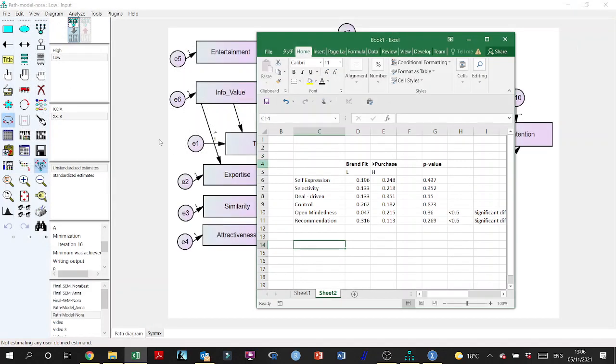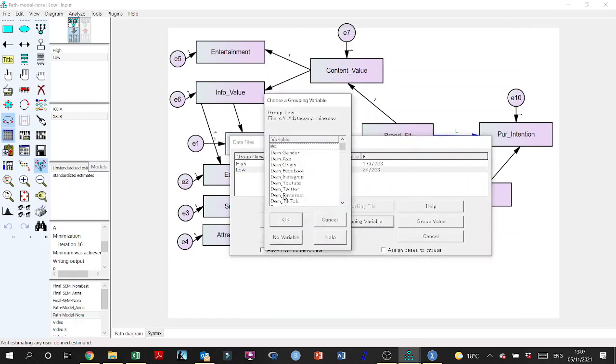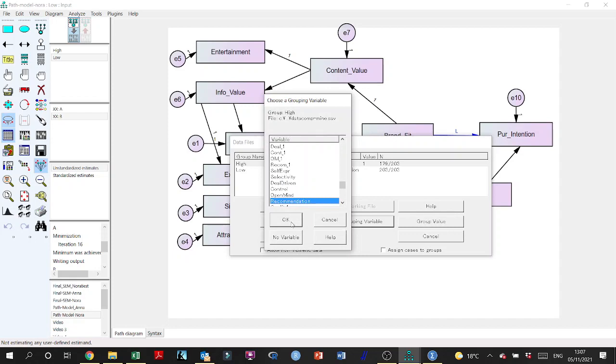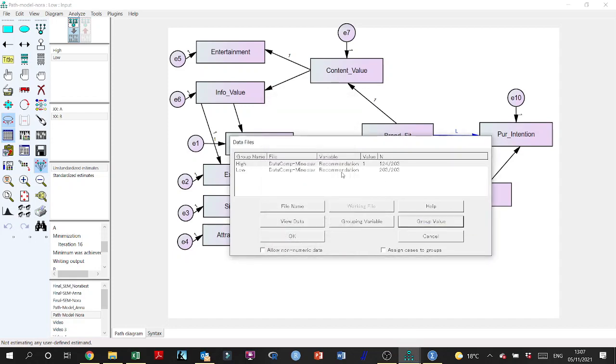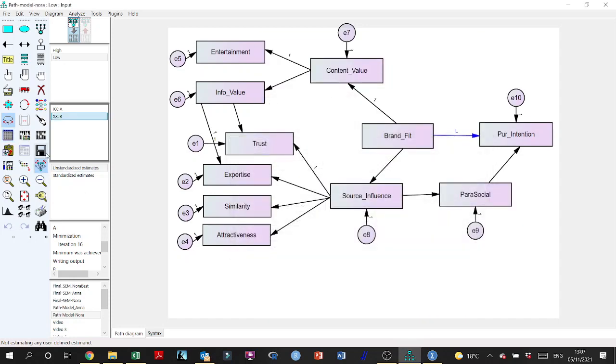So I'm going to close this, and basically I'm going to go over to here. I'm going to change the grouping. Instead of open-mindedness, I'm going to do whatever I want it to be. For example, recommendation. All right. And then over here, I'm going to put it as recommendation. Okay. And then for the group value, make sure high is 1, and for the low, it is in fact 0. And then run it.